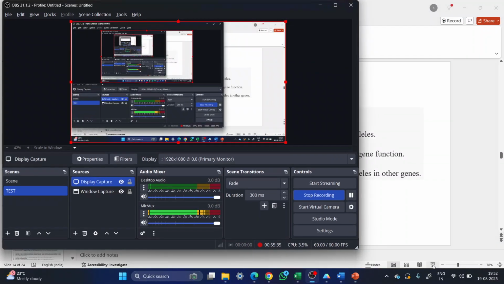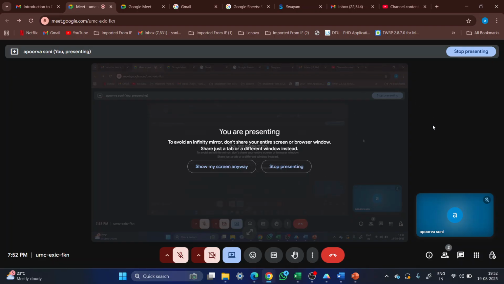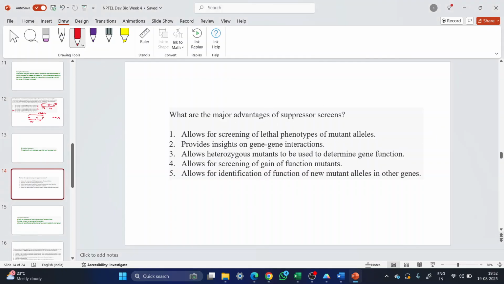So the question is, what are the major advantages of suppressor screens? It allows for screening of lethal phenotypes of mutant alleles. It provides insight on gene to gene interactions. It allows heterozygous mutants to be used to determine gene function. It allows for screening of gain of function mutants. It allows for identification of function of new mutants in other genes. So before answering this question, we should first know what is the meaning of suppressor screens.